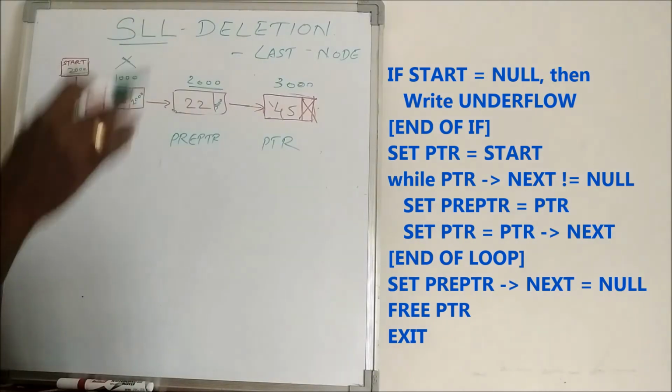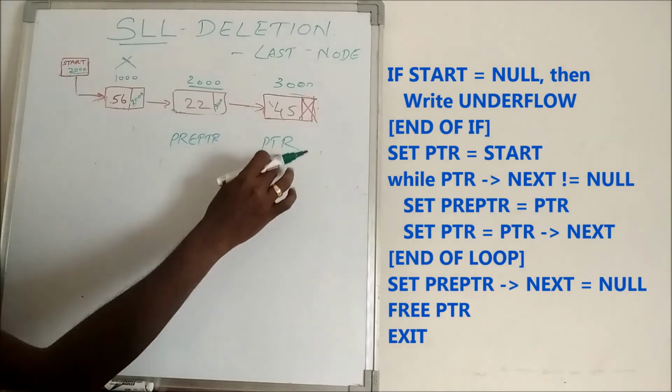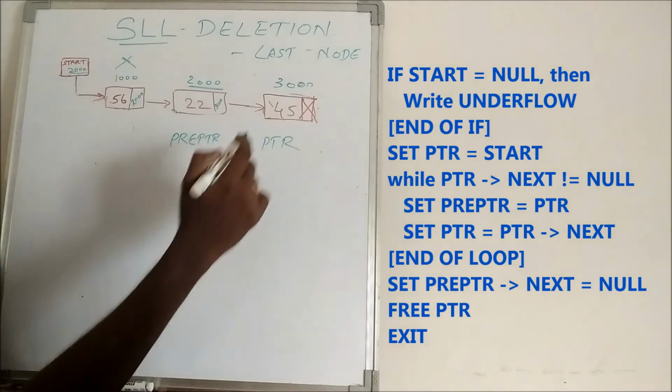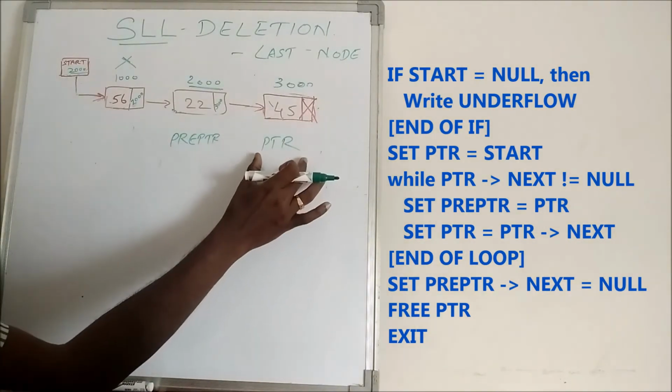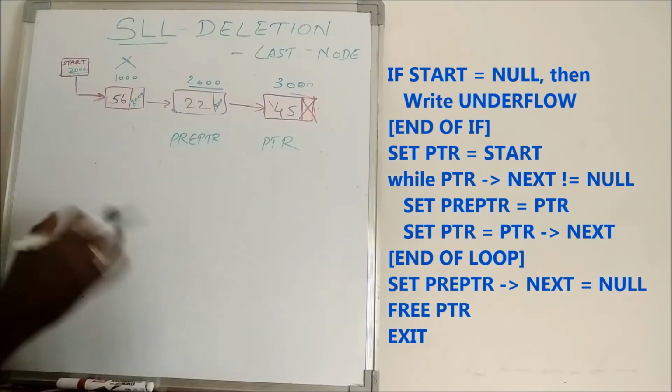Now once again it checks the looping condition: pointer next not equal to null. The condition is false, so it comes out of the loop. Now our target is achieved. We have found that this variable is pointer and this node is pre-pointer. Now our work is very simple.